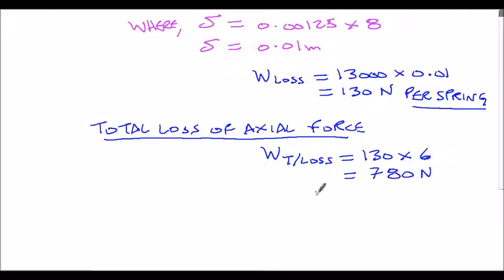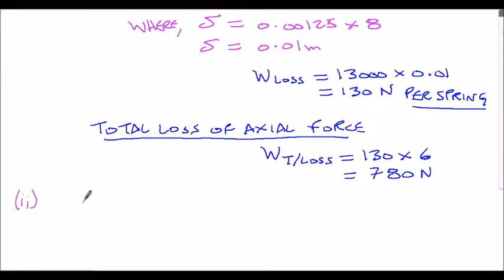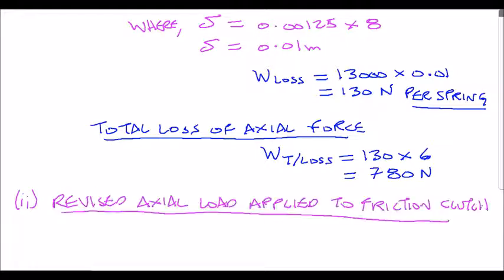So now we can find the net force that's applied to the clutch plate. Going to part one, part B, and part two. Let's find the revised axial load applied now. So WR is simply going to be our original value, which was 1354. That's what we calculated. We've now lost 780 of that due to physical wear of the surfaces. So now we've got 574 newtons applied to our clutch plate. Quite a drop there, quite a bit of wear there, of course.